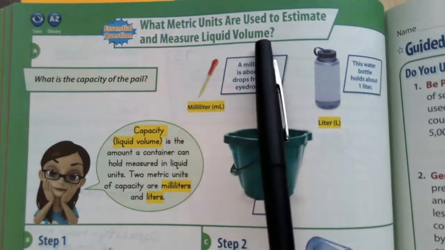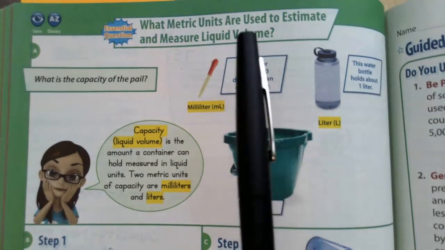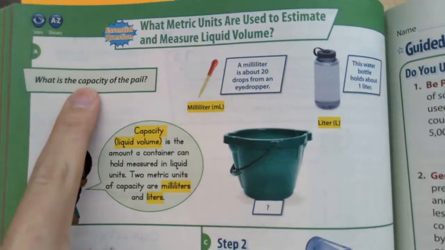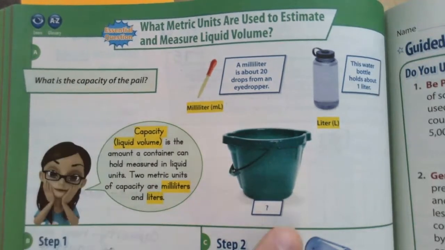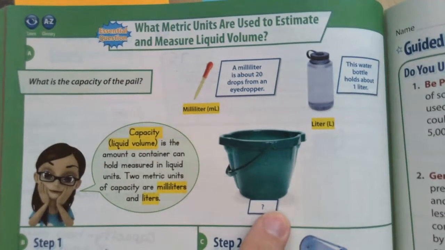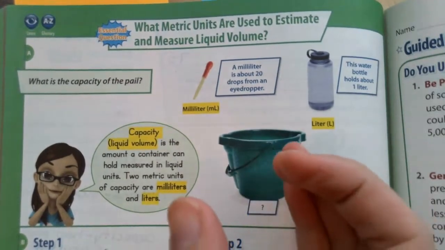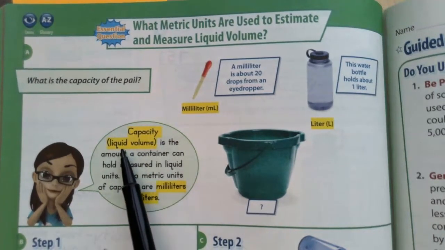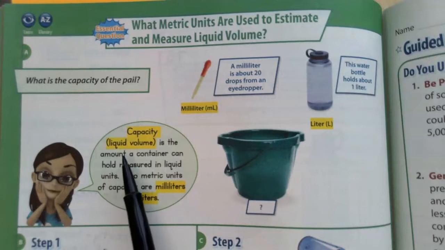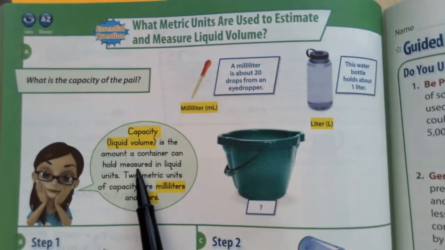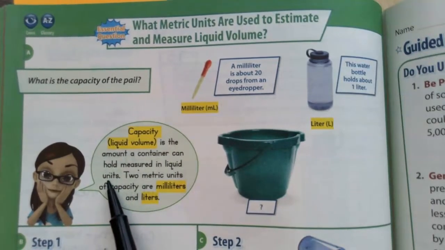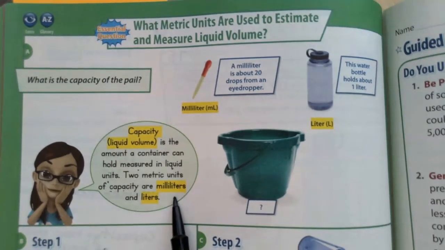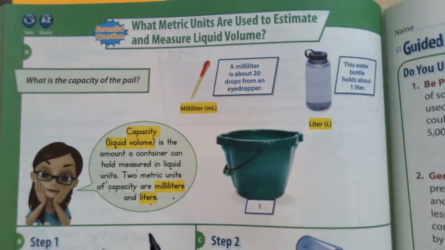Remember, in our problem solving, we learned that volume is the measurement of liquid. And we can find that by looking at the capacity. That is how much a container can hold. So how much can it hold? So this says capacity, liquid volume, is the amount a container can hold measured in liquid units. Two metric units of capacity are milliliters and liters.